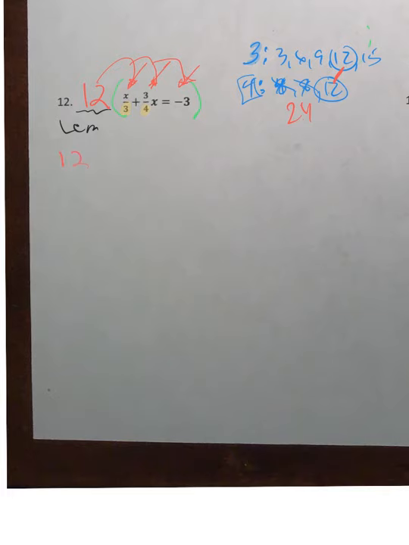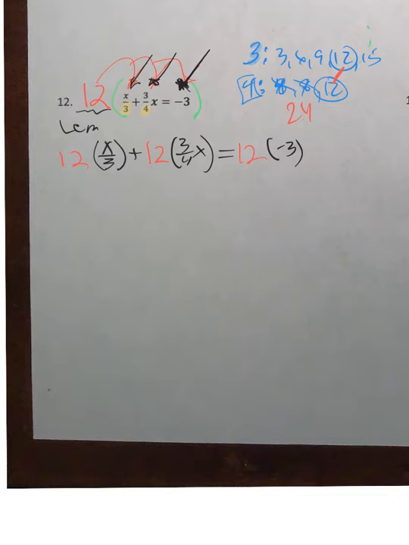So we need to multiply 12 times x over 3. And then we got to multiply 12 again times 3/4 x. And then we have to multiply 12 again times negative 3. So don't forget to multiply this guy by 12 as well. Everybody always ends up forgetting this guy. So every single term has to be multiplied by 12, right?